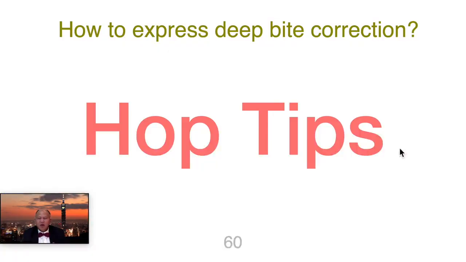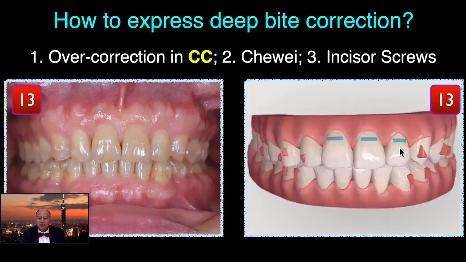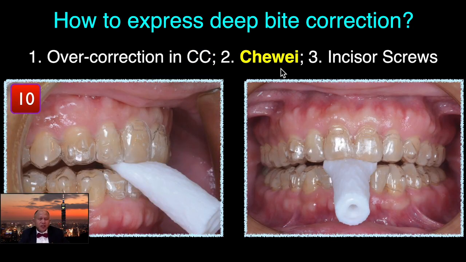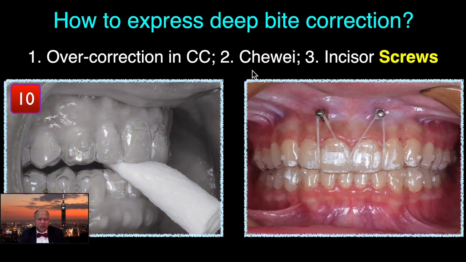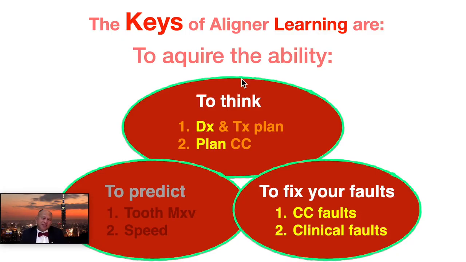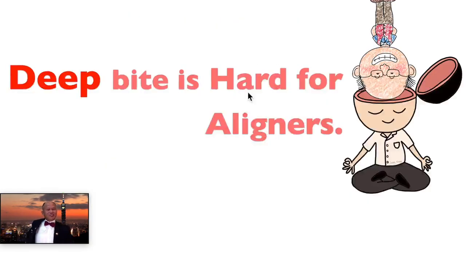Hard tip. How to express tip by correction? Number one, overcorrection. Number two, chewing. Ask the patient to chew on the front teeth. Number three, incisor screw. For me, I want to combine these three. That will be easy. Good, so we know how to fix the problem.